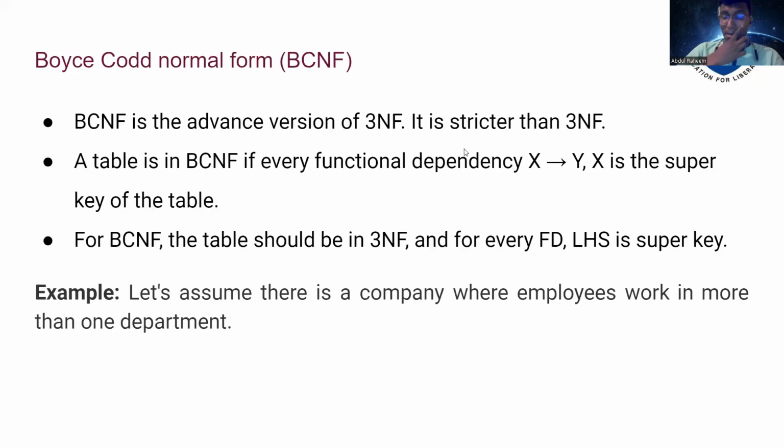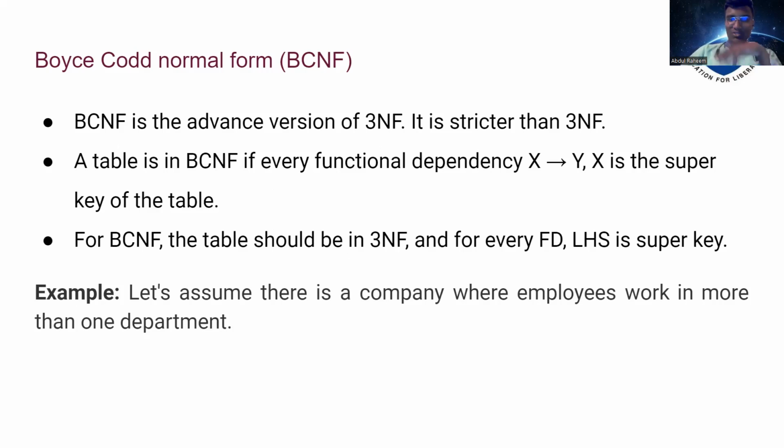Boyce-Codd Normal Form. BCNF is an advanced version of 3NF. It is stricter than 3NF. A table is in BCNF if for every functional dependency X to Y, X is a super key of the table. For BCNF, the table should be in 3NF, and for every dependency the LHS is a super key.